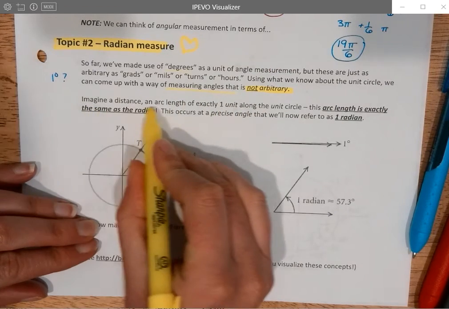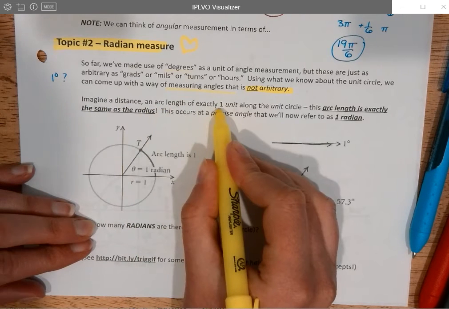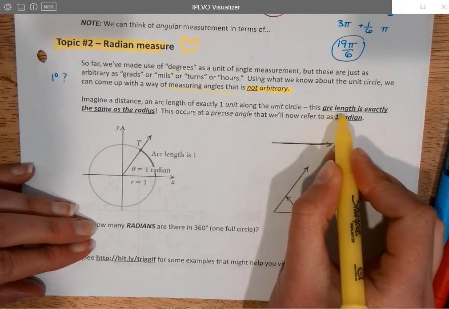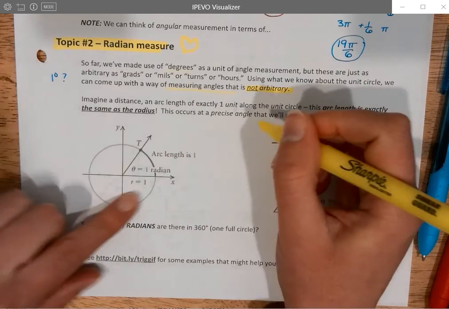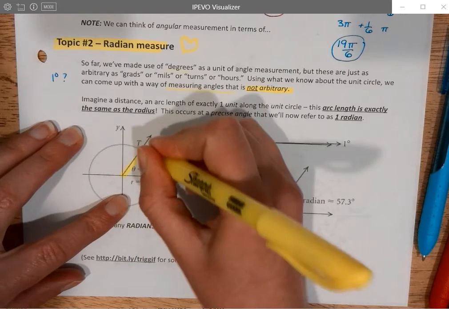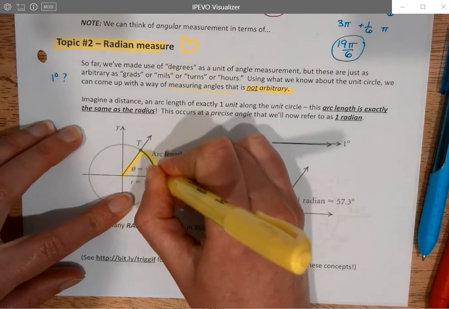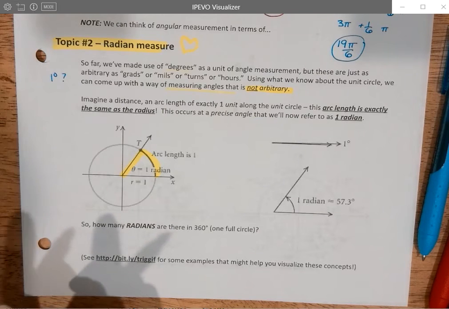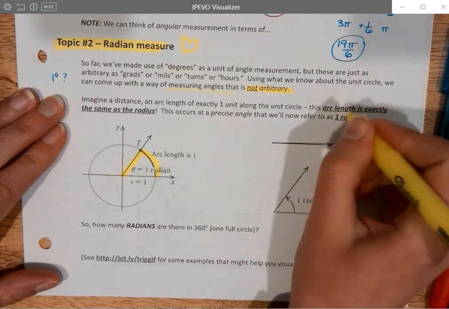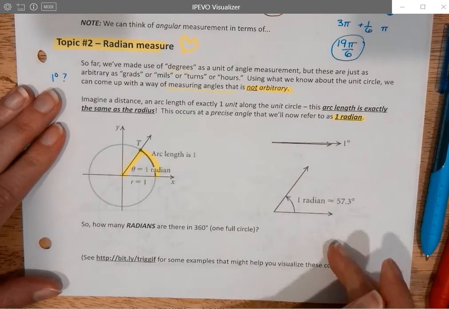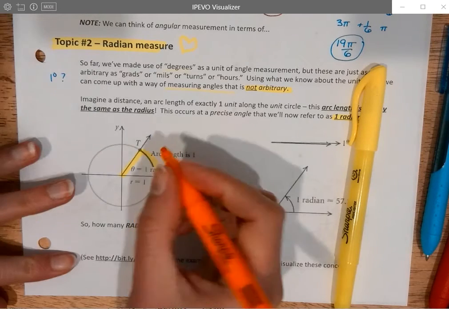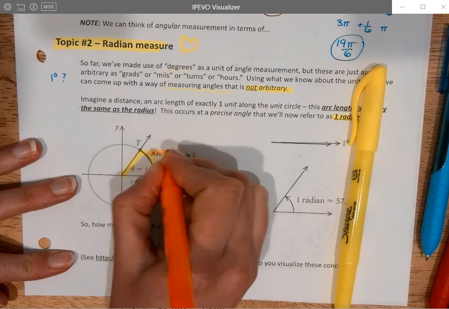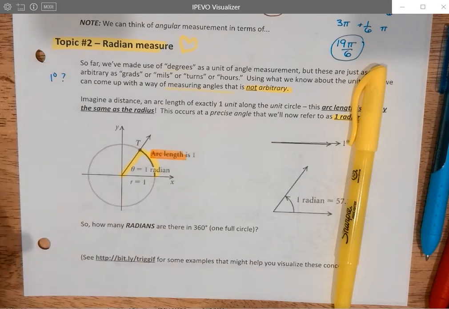So imagine a distance and an arc length of exactly 1 unit along the unit circle. This arc length is exactly the same thing as the radius. Okay, so looking at this little picture here, if I have an arc length that is 1, the same as the radius, this is going to be the precise angle that we now refer to as 1 radian. We are measuring radians in terms of arc length. The arc length is going to be the radius. Is going to be the radian measure. Sorry, radian and radius sound similar.